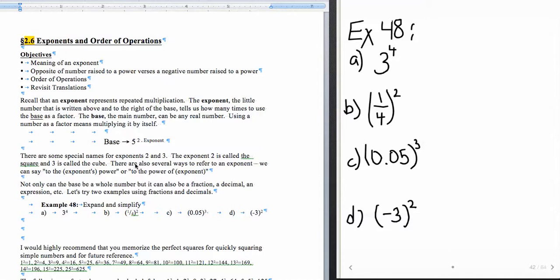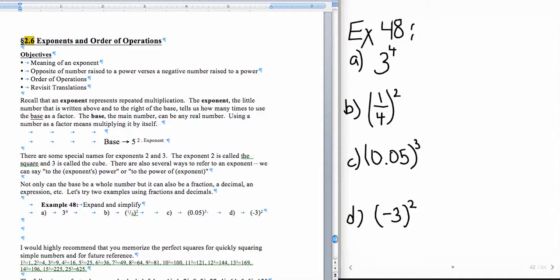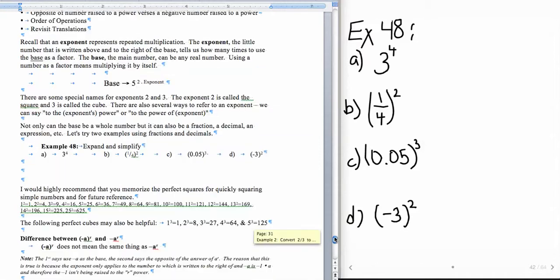When we have an exponent of 2, we call that squared, and when we have an exponent of 3, we call that cubing, and for any other number, we just say raised to the power of, or to the power of, or just to the, and 2 and 3 can be said in the exact same way.